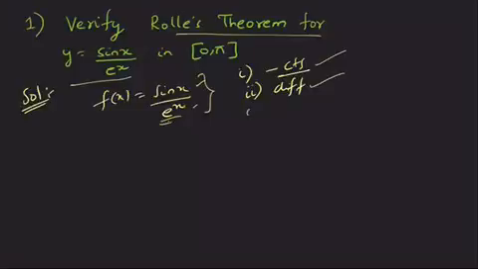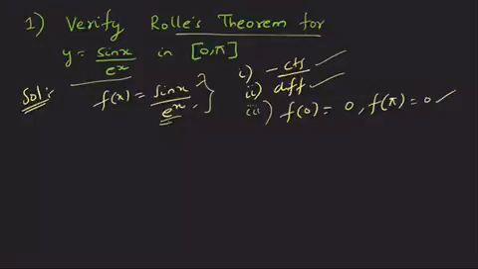Now, let me check the third condition. Let me check the value of the function at 0. It is 0. And the value of the function at pi, it is also 0. So the three conditions of Rolle's mean value theorem are satisfied. Now, let's verify whether the claim is true or not.